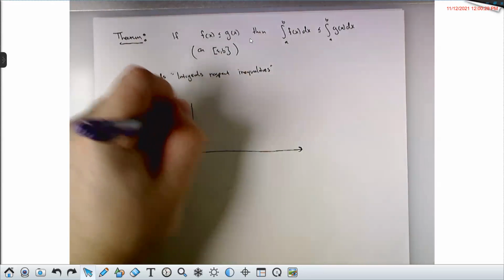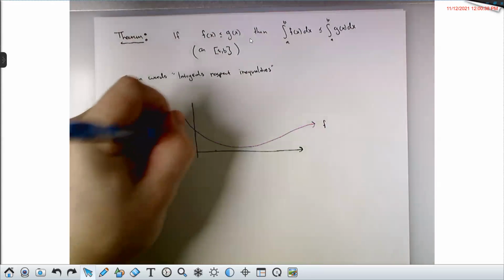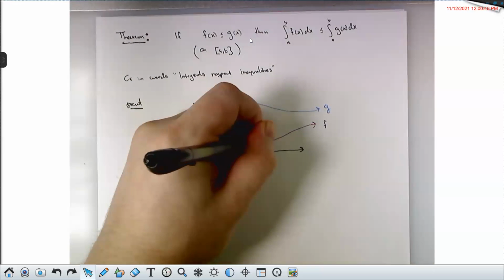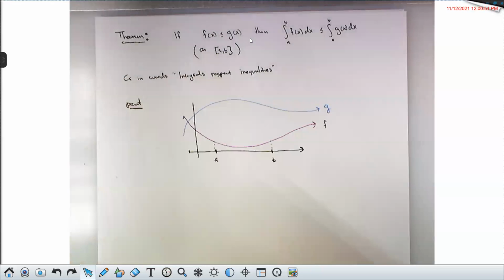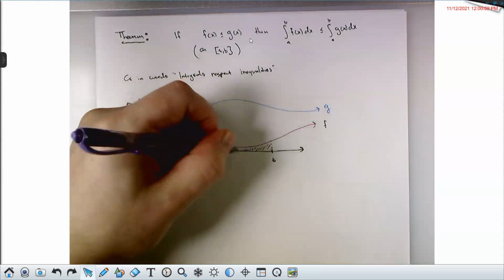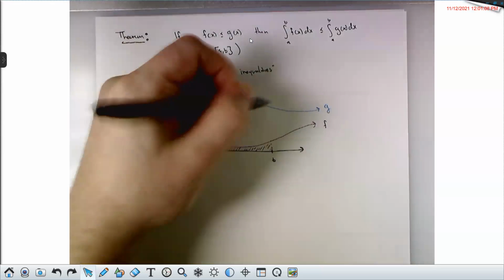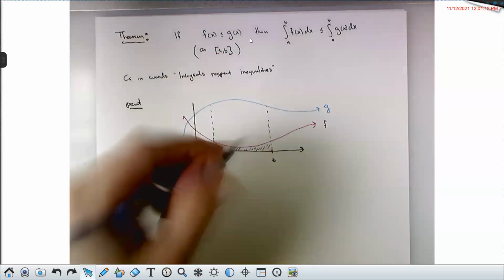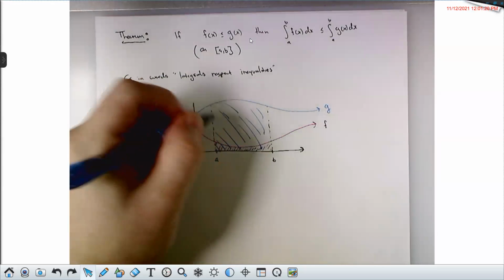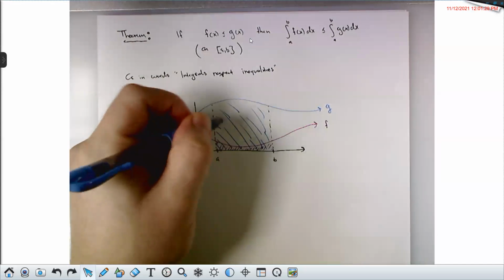I take a function like this, and I call this f. Take a function like this, and I call it g. Then the integral from a to b of f is just this area. And the integral from a to b of g is all of this area. Right? And clearly the blue area is bigger than the purple area, because the purple area fits inside the blue area.